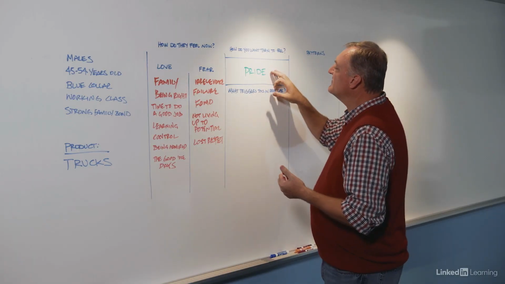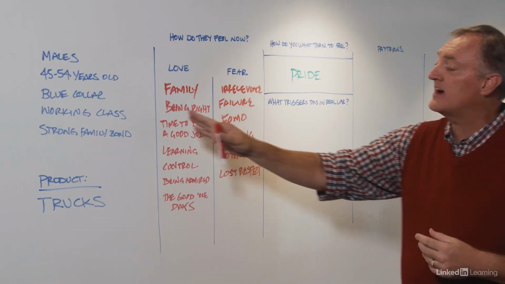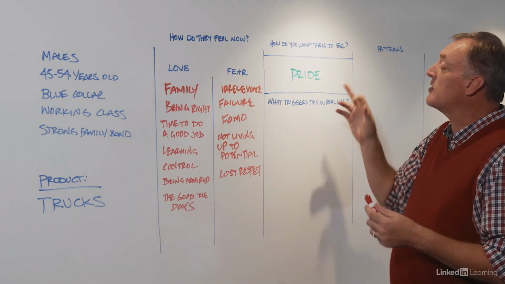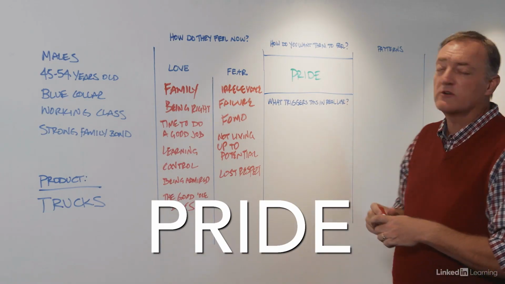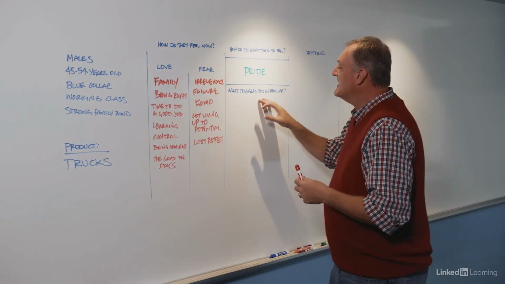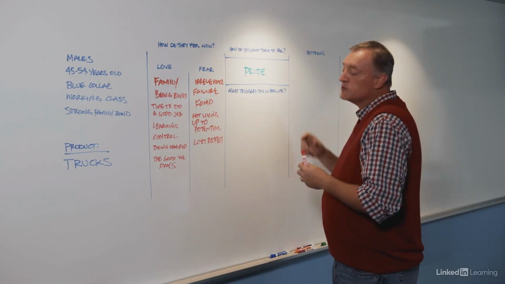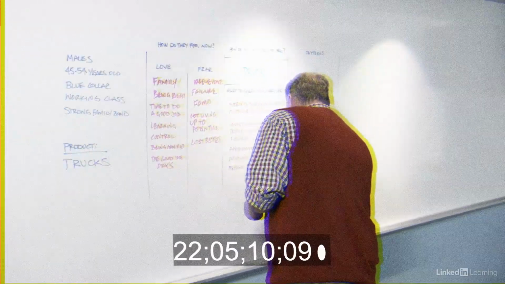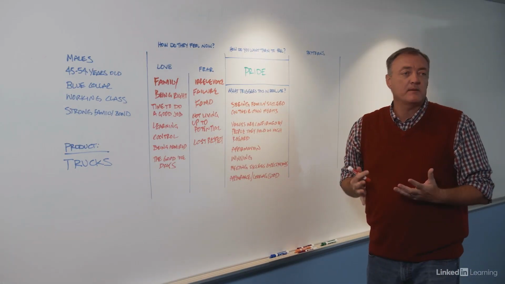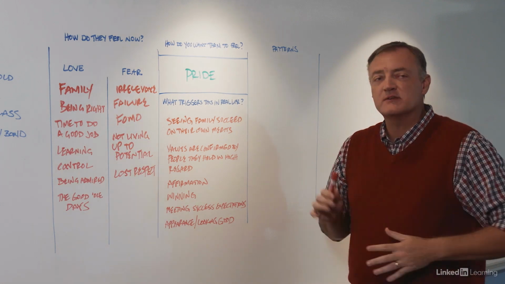Now, I've already sort of pre-filled this in. We know as a motivating factor from research that this particular audience is driven by the idea of pride. So if we know that that's our sort of goal emotion, we now have to ask ourselves, what triggers this emotion in real life? Let's list this out. These are the things that make them proud. Let's start to look for some patterns here.